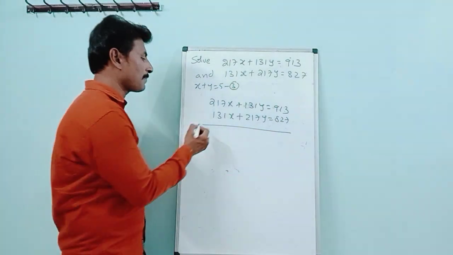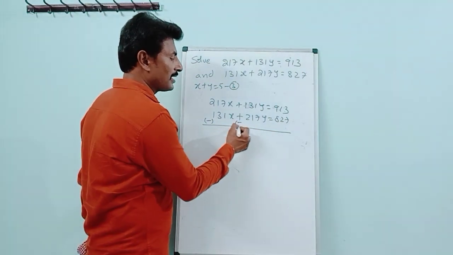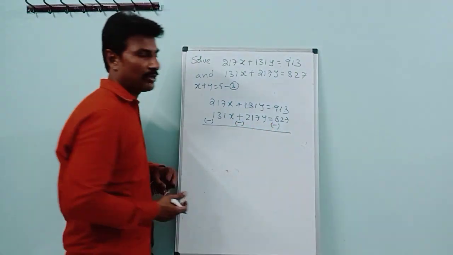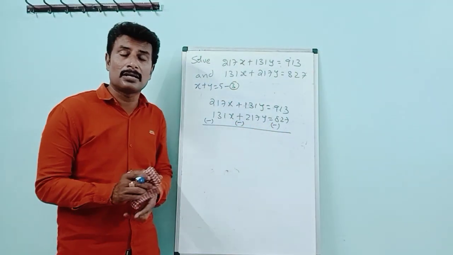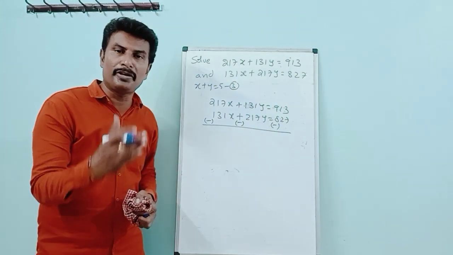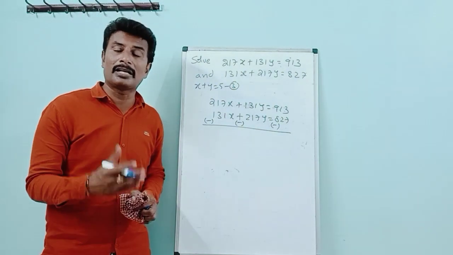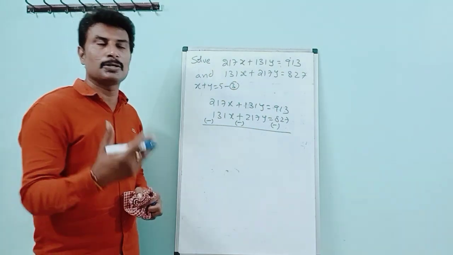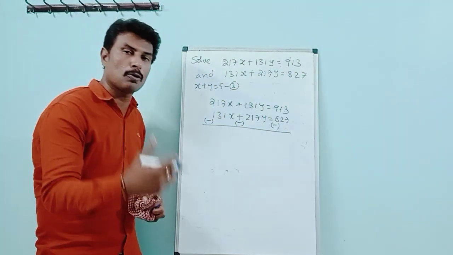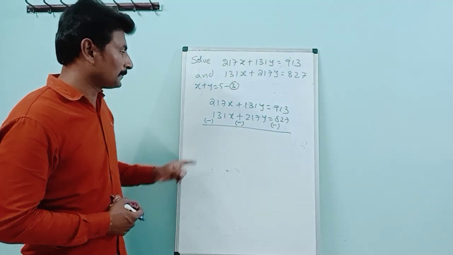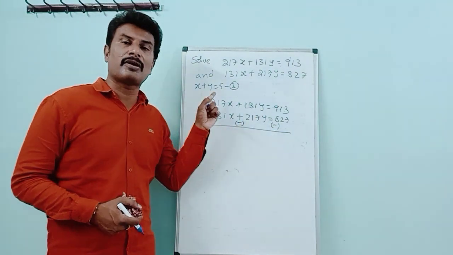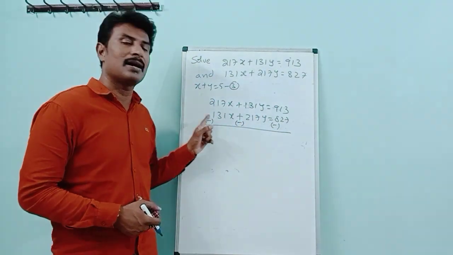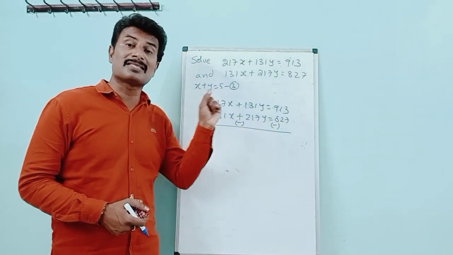Don't forget to change the symbol of every term of the second equation, because the minus belongs to every term of the second equation. When you multiply a symbol by minus, we automatically get a different sign. Minus into plus becomes minus. Minus into minus becomes plus. So when you subtract one equation from another, simply change the symbol of each and every term of the second equation.